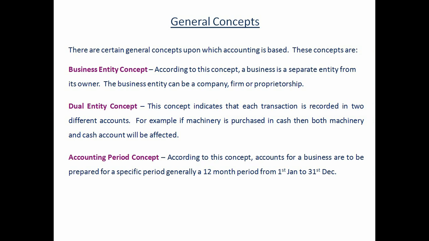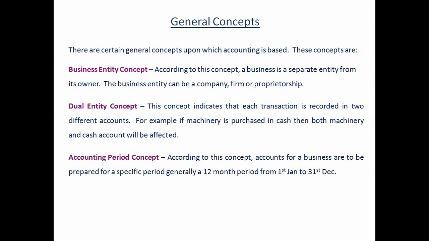Dual entity concept. This concept indicates that each transaction is recorded in two different accounts. Minimum in two accounts, maximum can be more than two. So, for example, if you have purchased machinery in cash, then you will increase the value in the machinery account and you'll decrease the value in the cash account. That is, you will debit the machinery account and credit the cash account. So, in each transaction, minimum two accounts are affected in accounting.